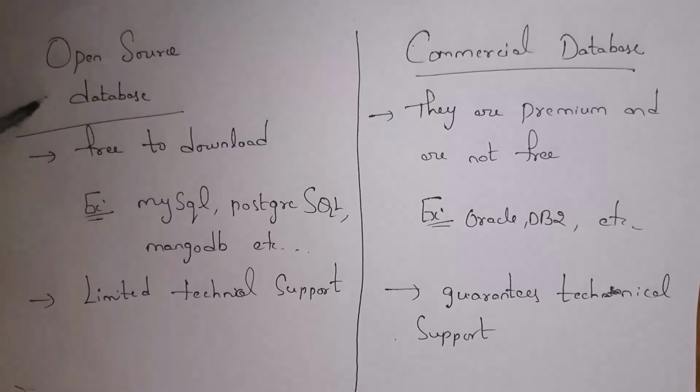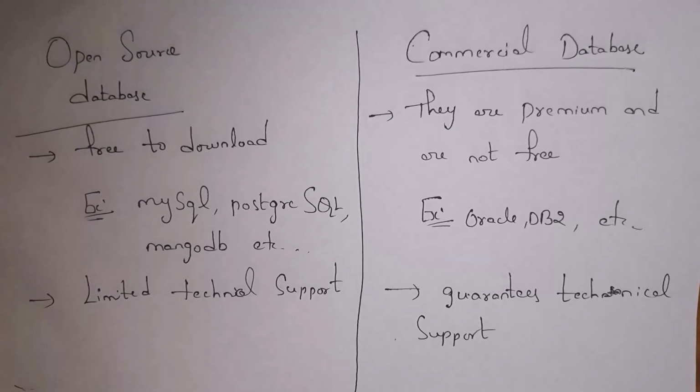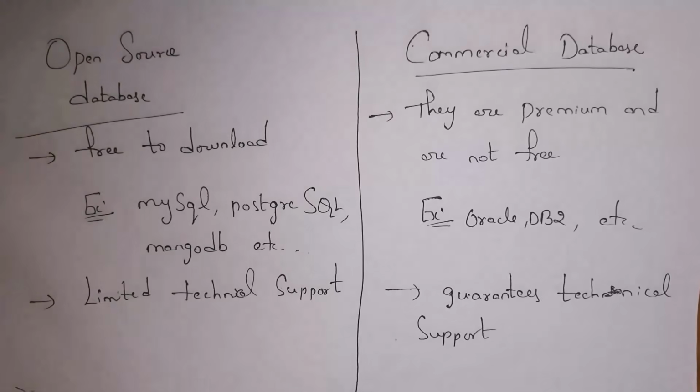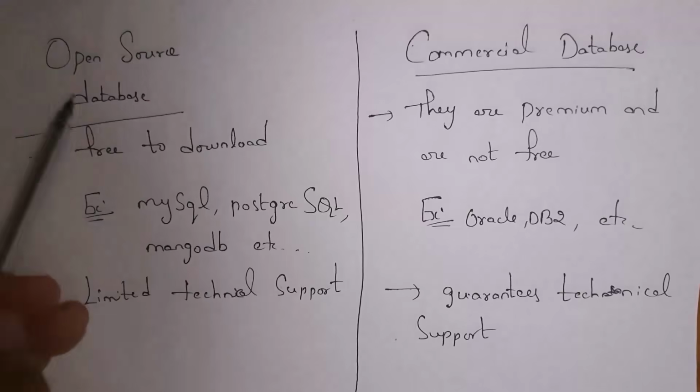Open source databases are free of cost, so they will provide limited technical support, whereas commercial databases are paid versions, so they will guarantee technical support. And both open source database and commercial database will provide the same security features. Both commercial and open source database have their own advantages and disadvantages. So when compared to commercial database, open source database is best because we can download this database free of cost on the internet.